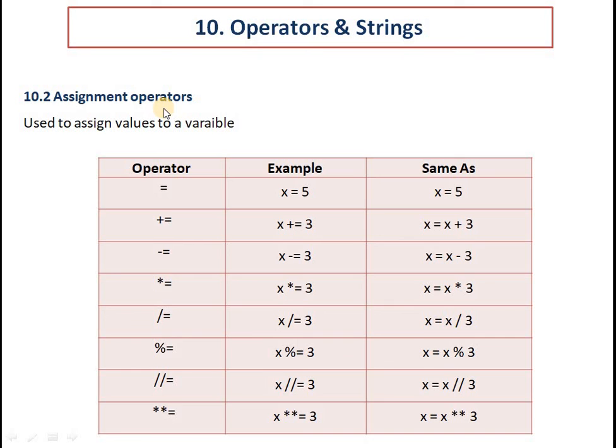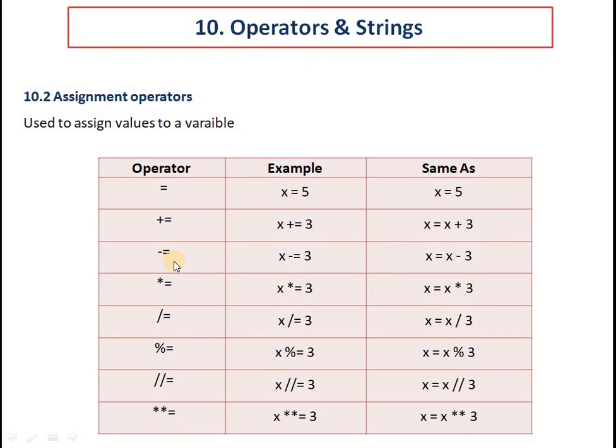Then assignment operators. Assignment operators are used to assign values. The first one is equal to. x is equal to 5. We are assigning the value 5 to the variable x. Next, plus is equal to. An example is x plus is equal to 3. You are putting in the code x plus is equal to 3. The meaning is x is equal to the present value of x plus 3.